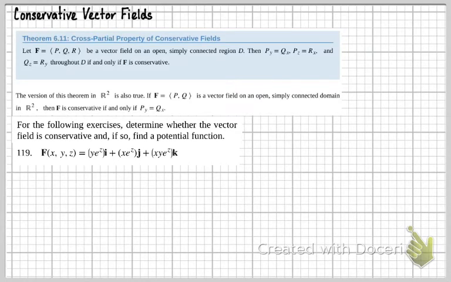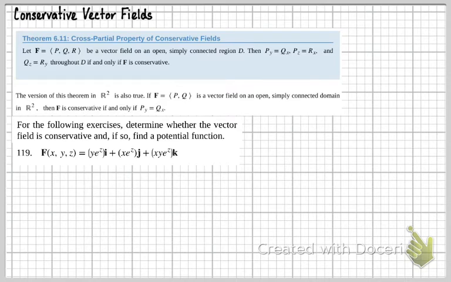Cross-partial property of conservative fields. Let F equal PQR be a vector field on an open simply connected region D. Then Py equals Qx, Pz equals Rx, and Qz equals Ry throughout D if and only if F is conservative. So these equalities hold true if F is conservative. That's 3 dimensions because my F is PQR, a 3-dimensional vector field.